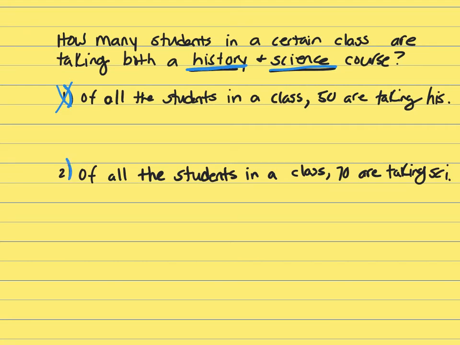So now what you do is you put them both together. So I put them both together. I've got 50 taking history and 70 taking science. Is that enough information to tell me how many students are taking both a history and a science? And the answer is no.